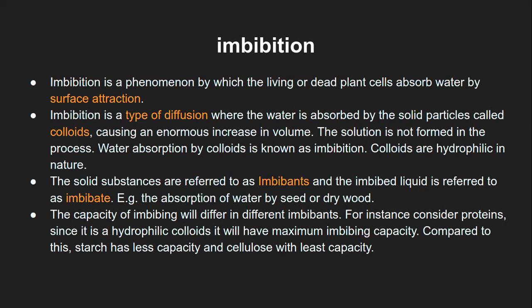Compared to this, starch has less capacity and cellulose has even lesser capacity to store water, because proteins are at least soluble to some extent. Starch has very minute solubility and cellulose has no solubility in water. So after addition of water to these different compounds like protein, starch and cellulose, proteins will swell a bit, starch will swell even less, and cellulose may not swell at all. So that is the hierarchy in terms of capacity of imbibition.